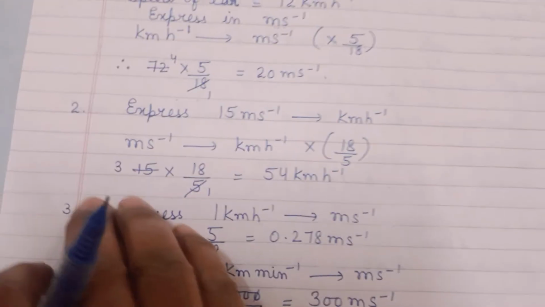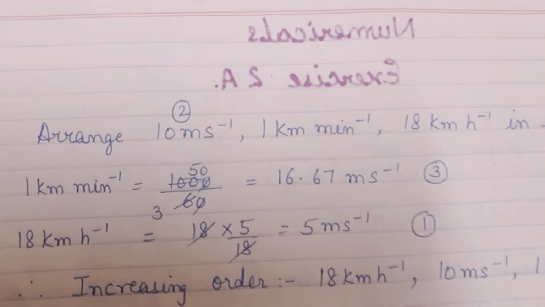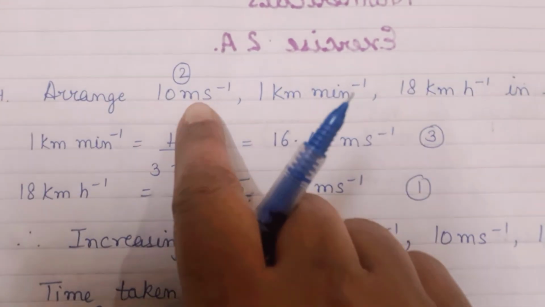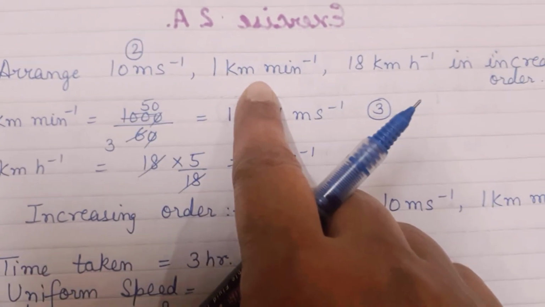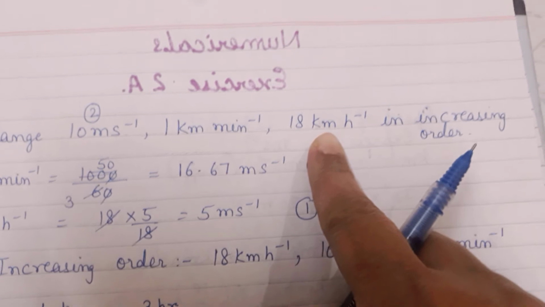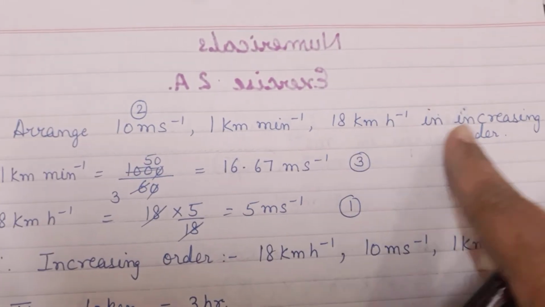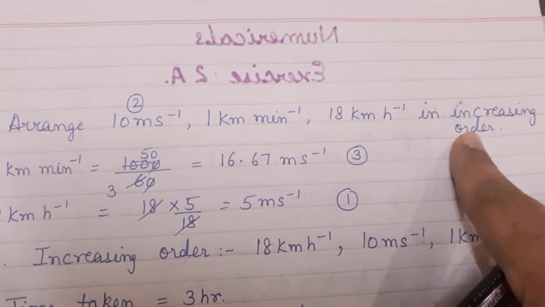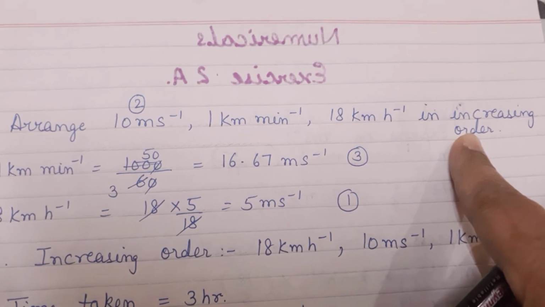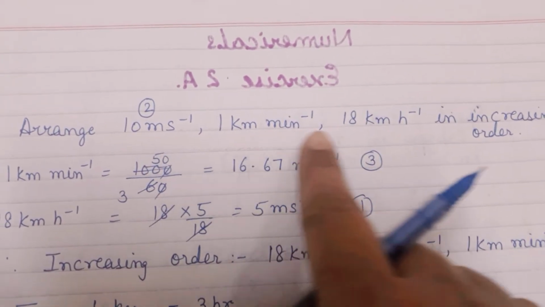So now we move on to the next numerical. In the next numerical problem, you have been given three values. One is in meter per second, the other is in kilometer per minute, and the third one is kilometer per hour. And you need to arrange them in increasing order. So they all have to be in the same unit first.